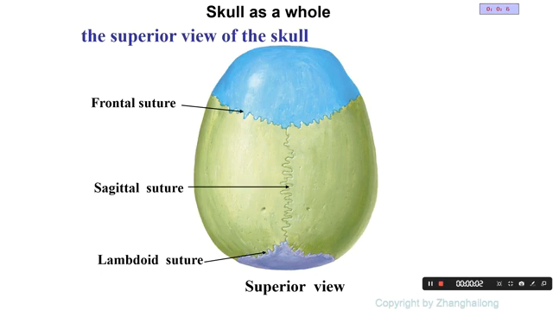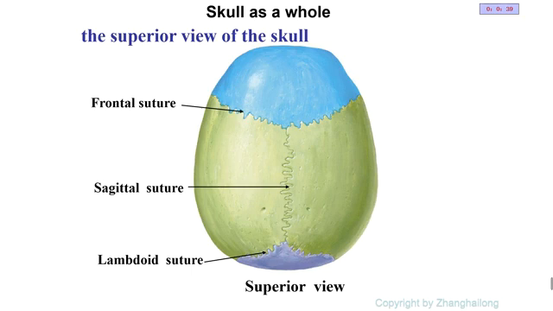In the last class, we studied the separated bones of the skull. Now, let me put all the skull bones together. Let's see the skull as a whole. Now you see the skull from different directions. We can see the skull looks different from each view.